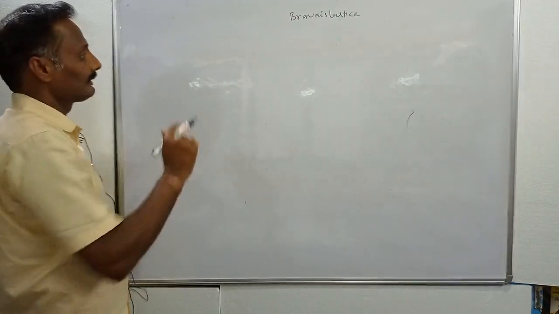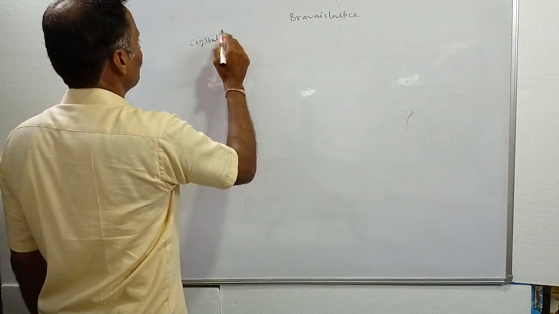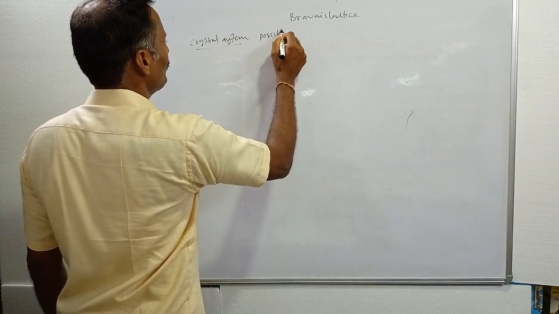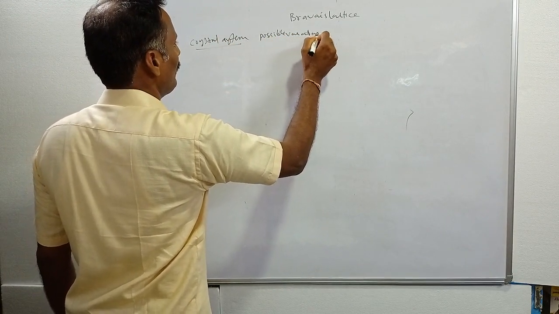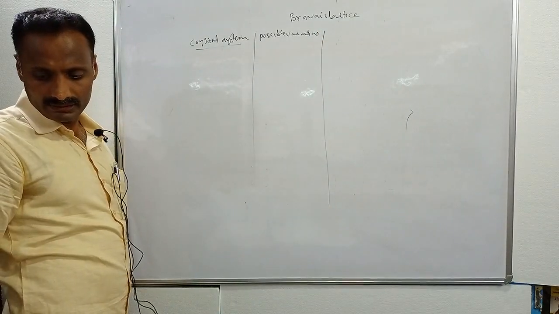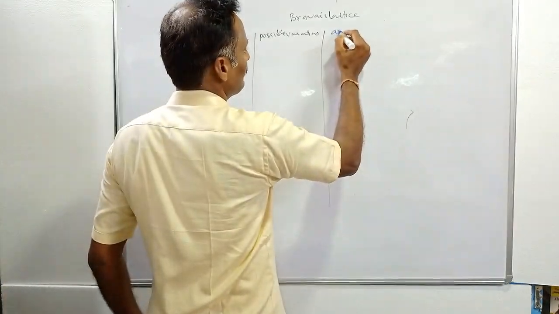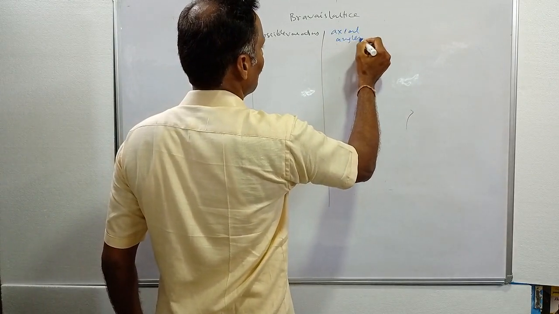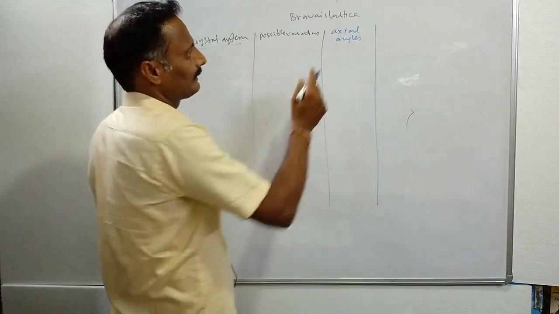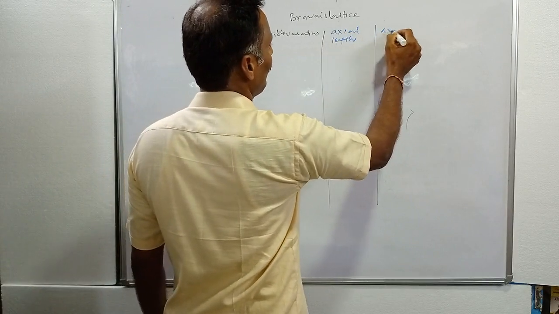Here we are writing the crystal system. Here possible variations. Next you come across axial angles, and next you come across axial lengths. This is called lengths. This is axial angles.